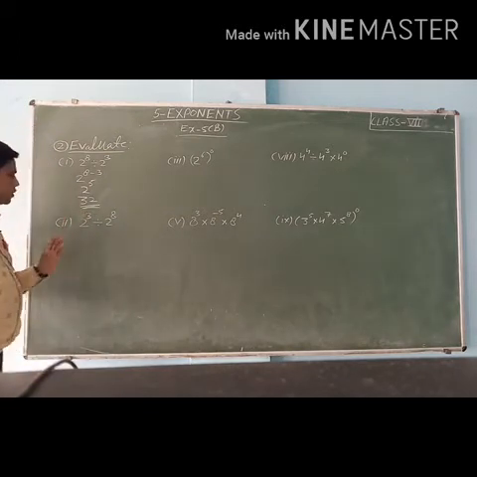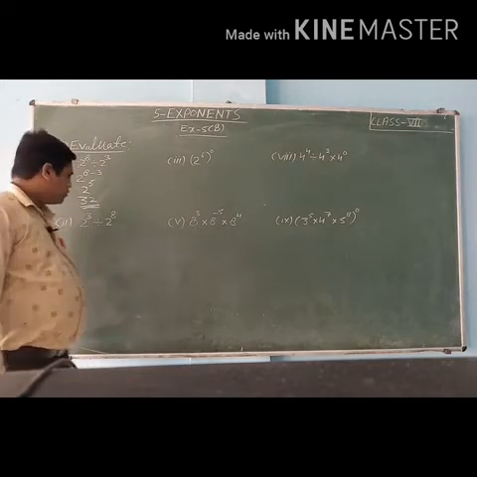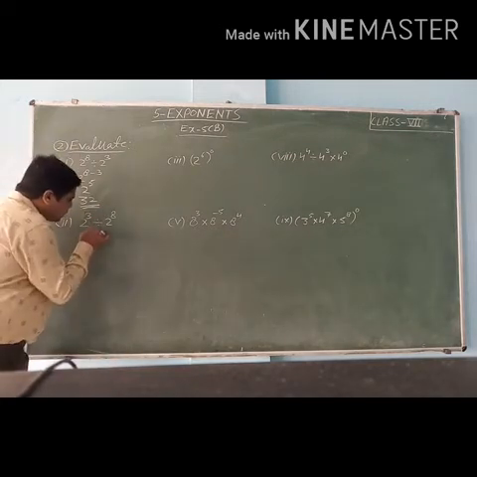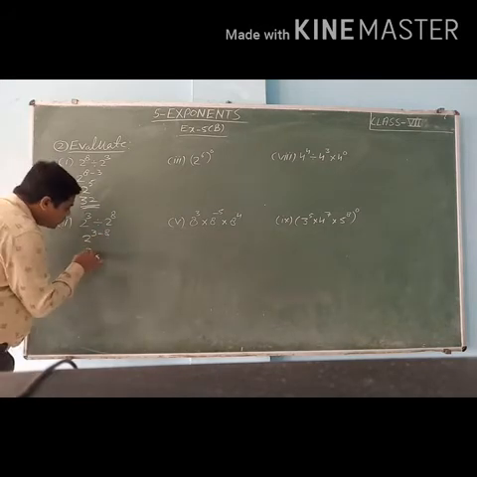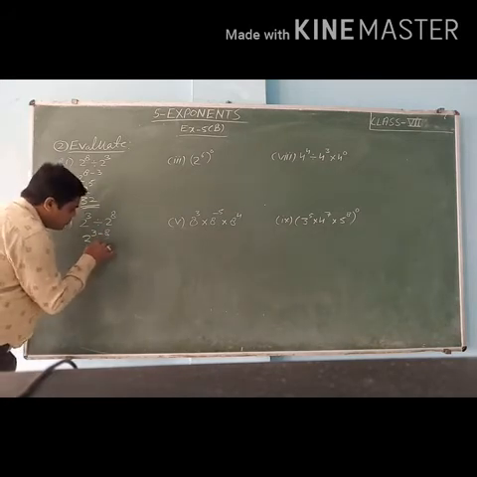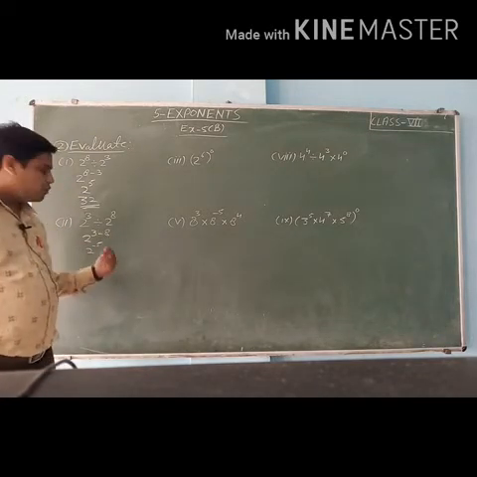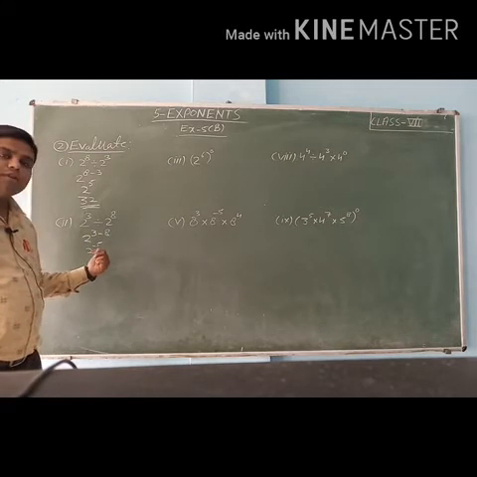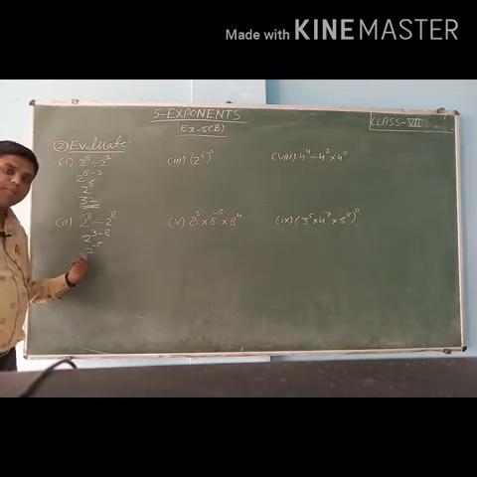Second part, 2 raised to power 3 divide 2 raised to power 8. So same, 2 raised to the power 3 minus 8. So it means 2 raised to the power minus 5. 3 minus 8, minus 5. So students, you can see power is negative, so we will do the reciprocal of base.